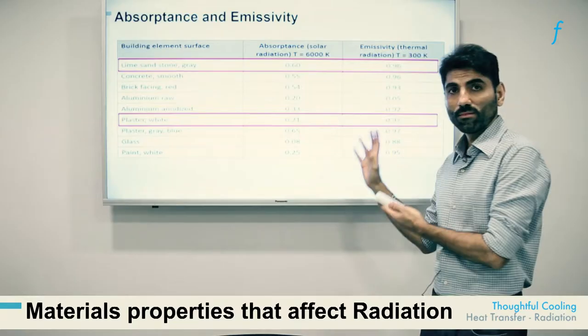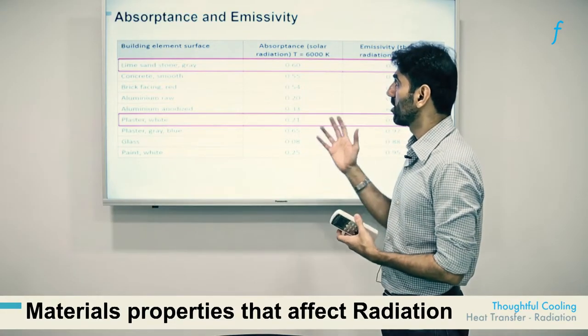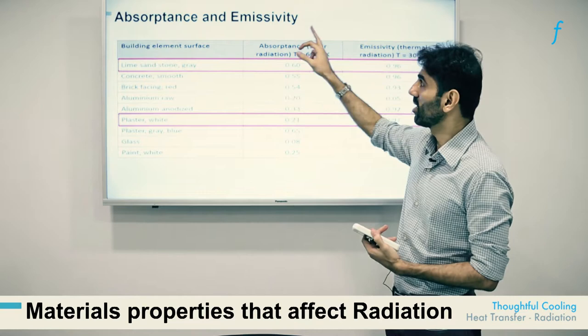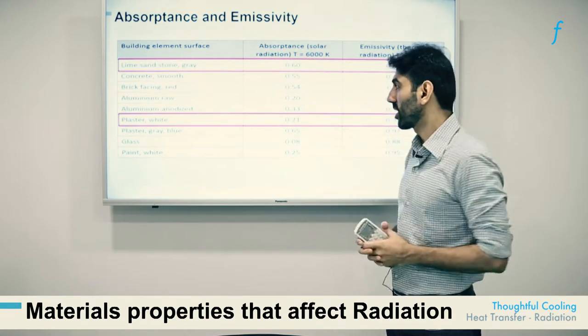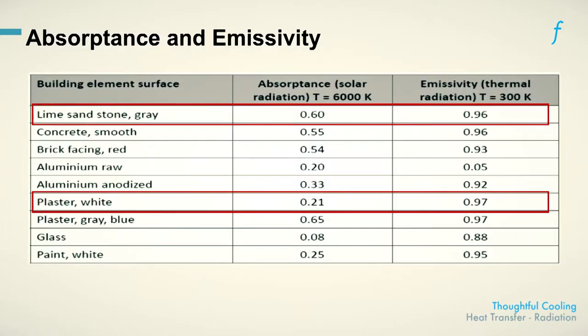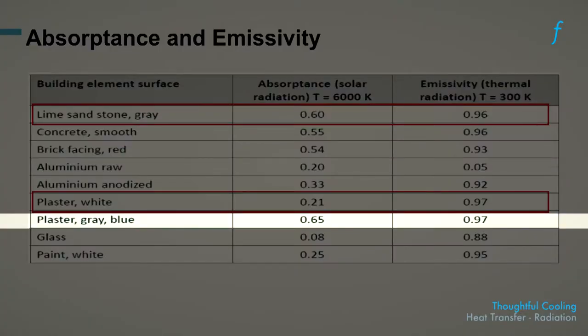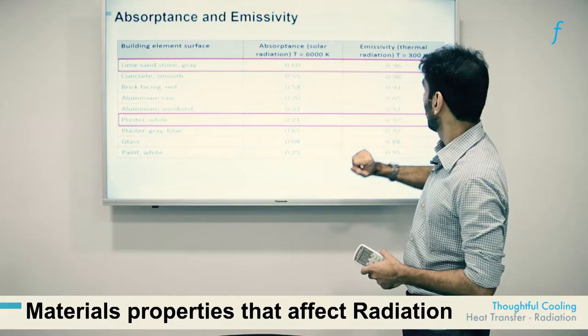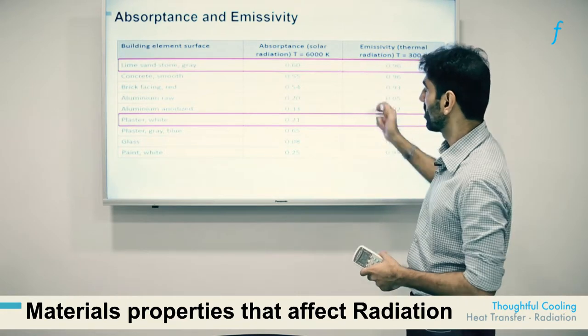The next phenomenon related to radiation was absorptance and emissivity, after reflectivity. Here is a series of materials which are conventionally used, and also surfaces or surface finishes rather, in our tropical region, and we can see the range of absorptance values is quite high. It goes from about 0.6 or 0.65 rather, to very low values of 0.08, and emissivity correspondingly for these materials.